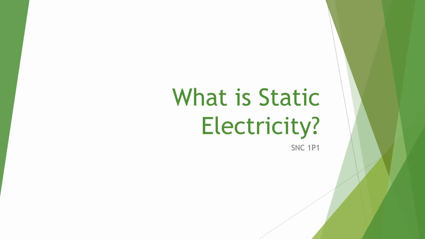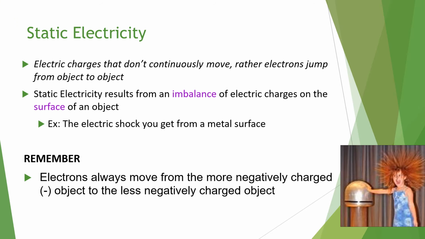Okay, so now we're going to be moving into our second lesson of electricity, which is what is static electricity. So it says here, static electricity: electric charges that don't continuously move, rather electrons jump from one object to another. Static electricity results from an imbalance of electric charges on the surface of an object. For example, the electric shock you get from a metal surface. So static electricity involves the jumping or transferring of electrons from object to object, guys.